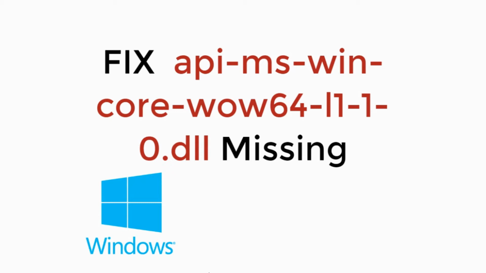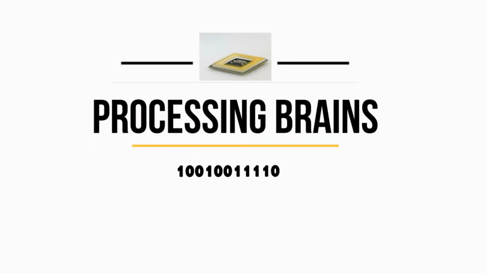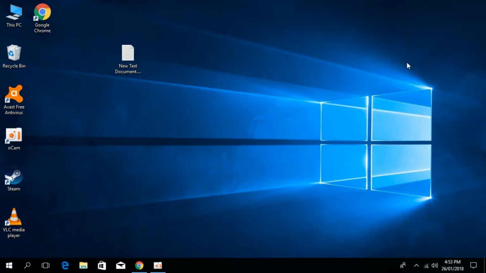In this video, we will fix api-ms-win-core-wow64.dll is missing. So let's begin. To solve the error of wow64.dll file missing in Windows, what you have to do is just go in the description and there will be a link.